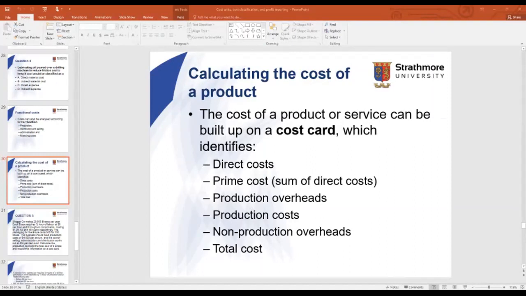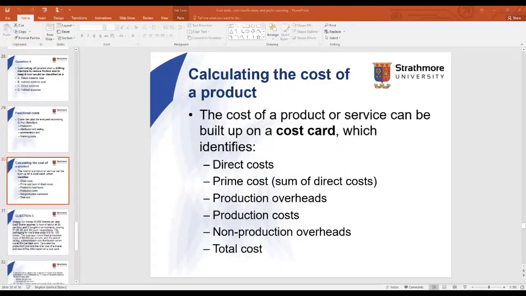The key thing you have to be careful with regarding the cost card is where the cost falls. Is it part of the prime cost? Is it part of the production overhead cost? Is it part of the non-production overhead? That's, I think, the key concern you may be having here.